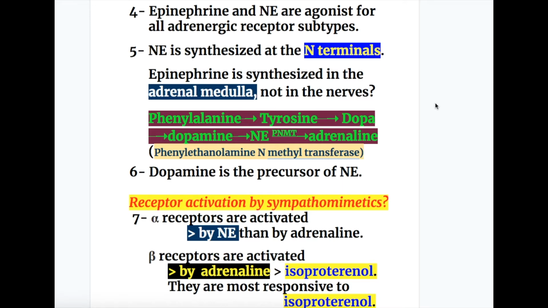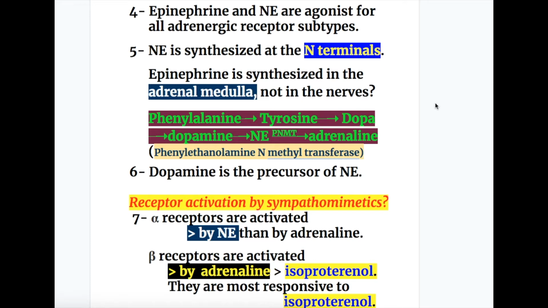This enzyme, PNMT, which stands for phenylethanolamine N-methyltransferase, is present in the adrenal medulla and not in the nerve terminals, which is why it converts the norepinephrine into adrenaline in the adrenal medulla. And if you see here, dopamine is the precursor of norepinephrine, and norepinephrine is the precursor for adrenaline.